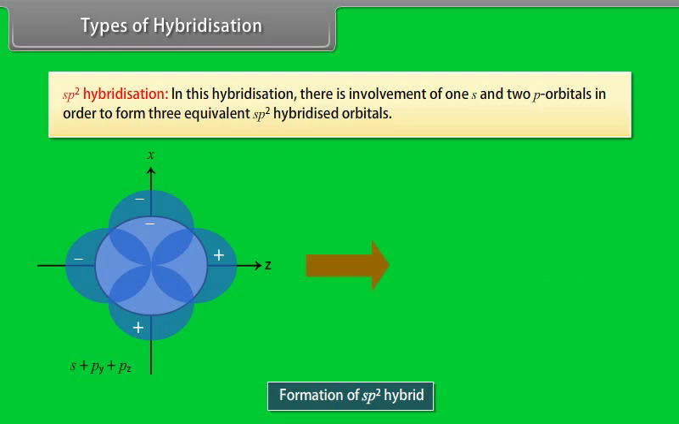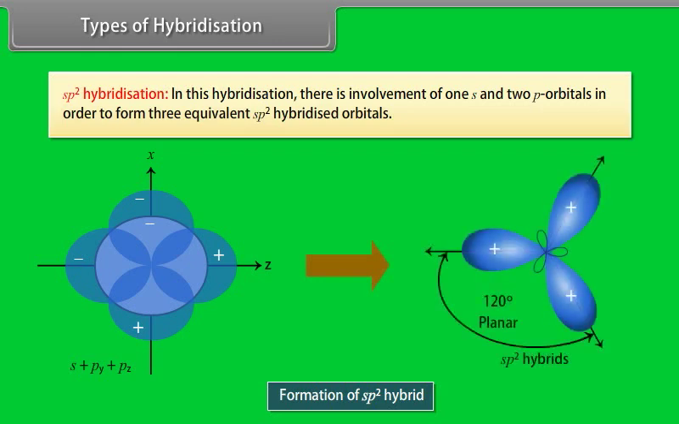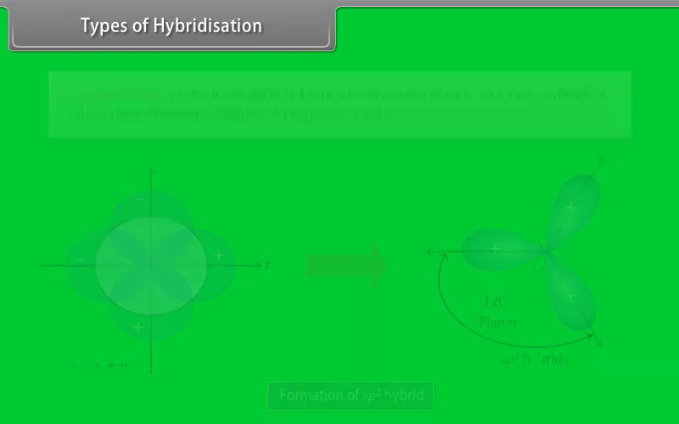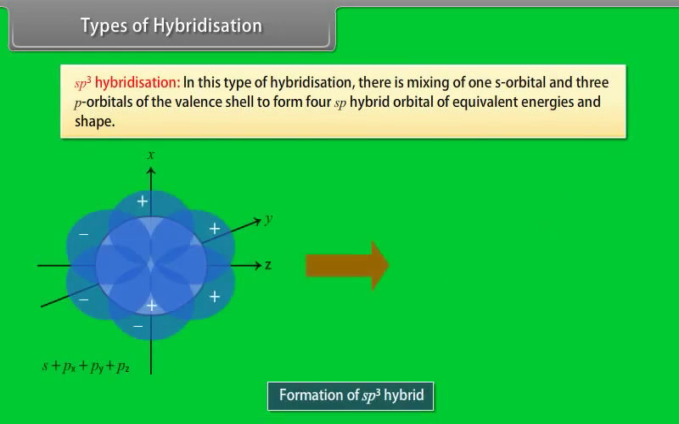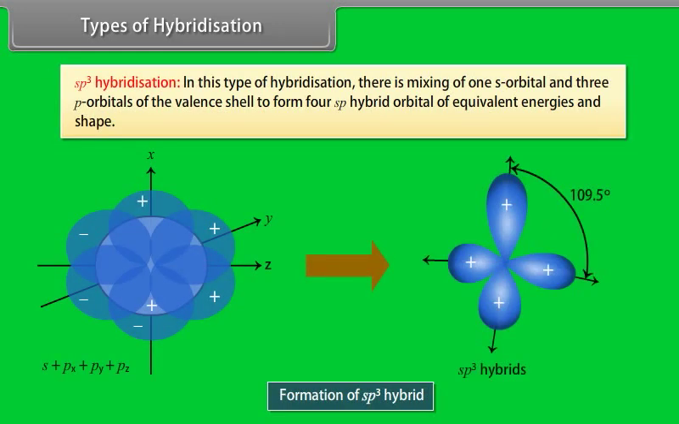sp2 hybridization. In this hybridization, there is involvement of one s and two p orbitals in order to form three equivalent sp2 hybridized orbitals. sp3 hybridization. In this type of hybridization, there is mixing of one s orbital and three p orbitals of the valence shell to form four sp3 hybrid orbitals of equivalent energies and shape.